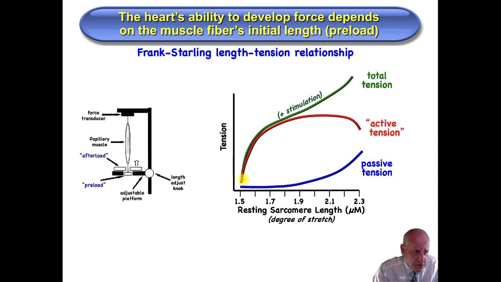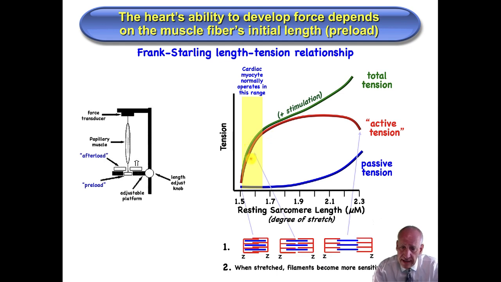Note that the muscle contracts with much greater force when it is stretched up to a certain point. And it turns out that the cardiac myocyte operates normally in this range here. So a little bit of stretch results in a much more vigorous, forceful contraction. Research has shown that there's at least two factors which explain this phenomenon.